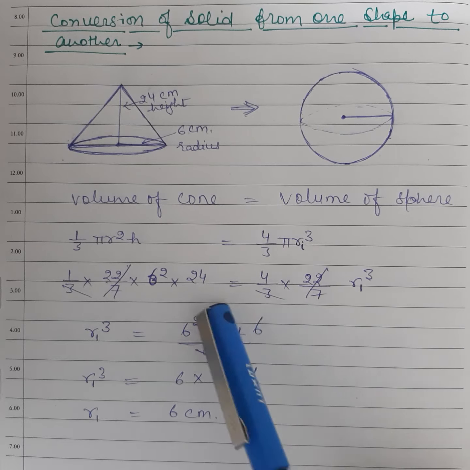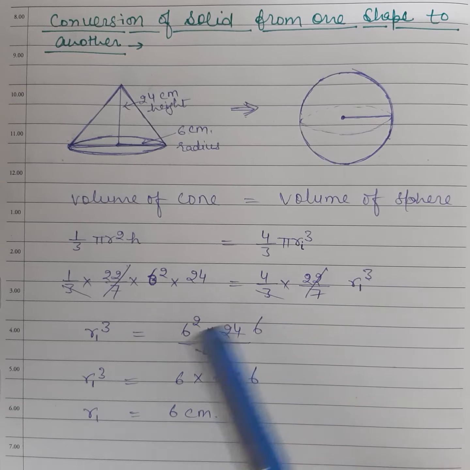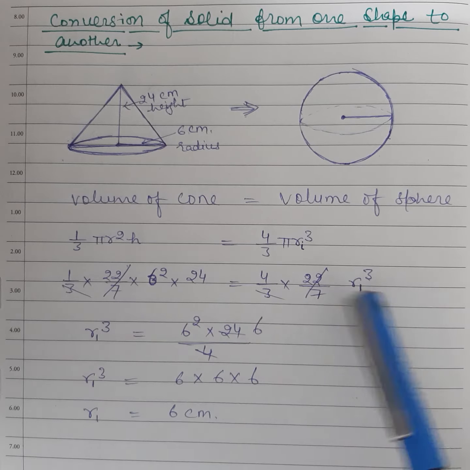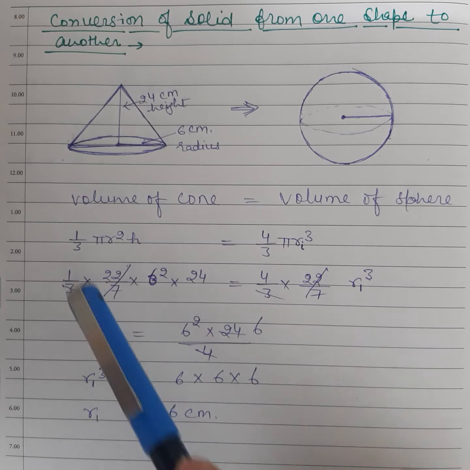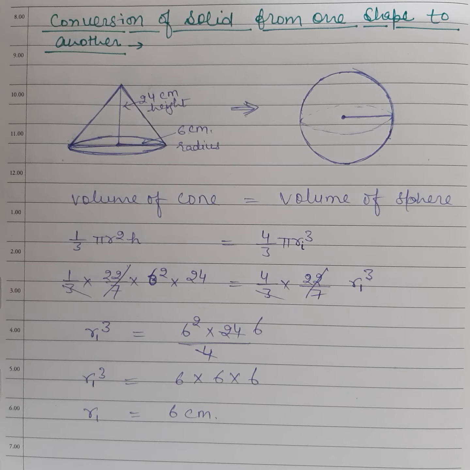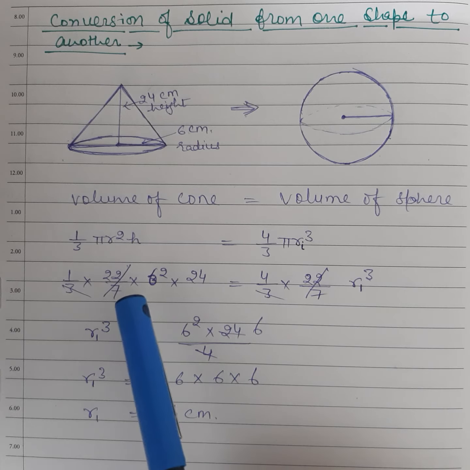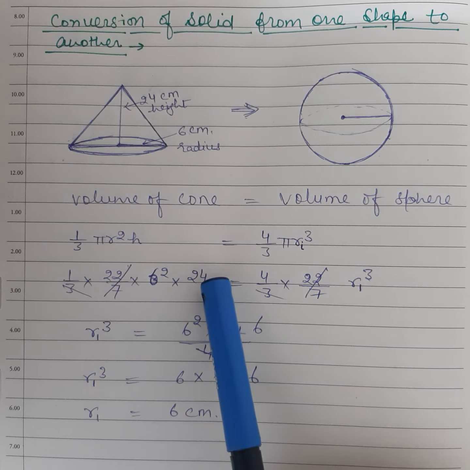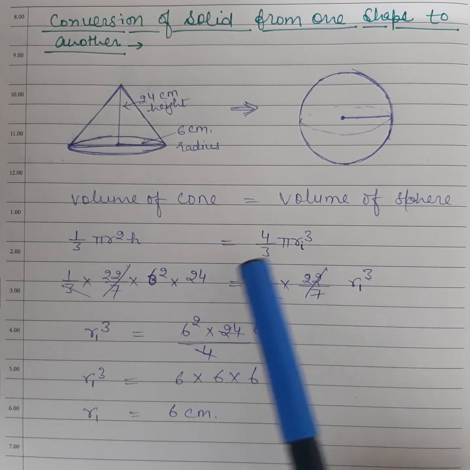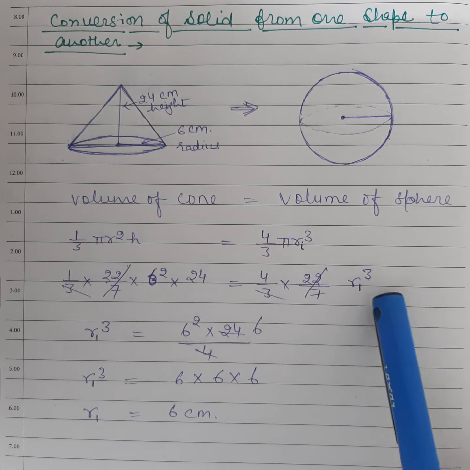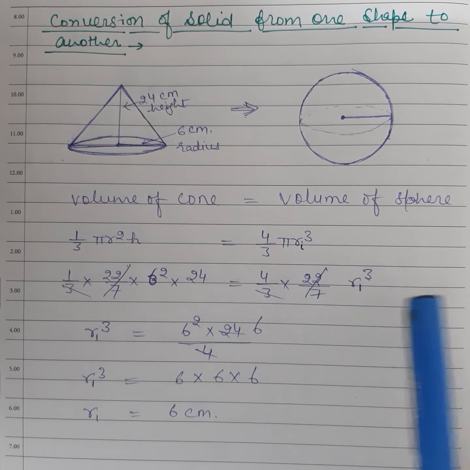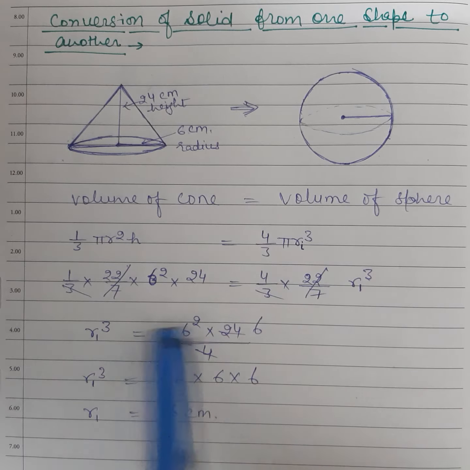So if we solve this equation, firstly 22 by 7 is on both sides, so we can reduce that 22 by 7. Then divided by 3, and divided by 3 again is on both sides, so we can also cut that 3. Now here remaining is 6 square multiplied by 24, and here 4 r1 raised to the power 3. So here 4 is a factor of r1 raised to the power 3. If we move it to the other side, this will become a denominator. So let's rewrite this equation.